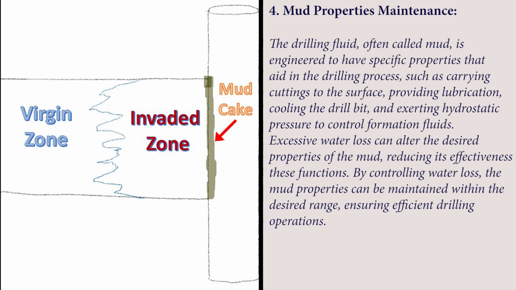4. Mud properties maintenance. The drilling fluid, often called mud, is engineered to have specific properties that aid in the drilling process, such as carrying cuttings to the surface, providing lubrication, cooling the drill bit, and exerting hydrostatic pressure to control formation fluids. Excessive water loss can alter the desired properties of the mud, reducing its effectiveness in performing these functions. By controlling water loss, the mud properties can be maintained within the desired range, ensuring efficient drilling operations.